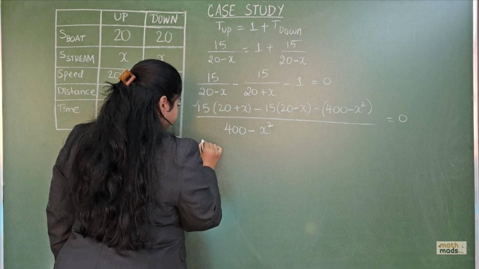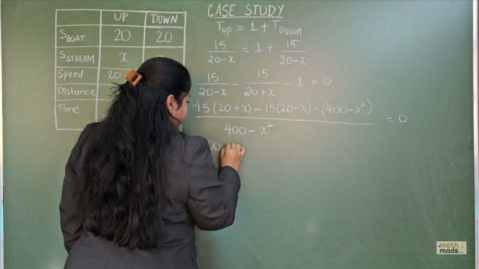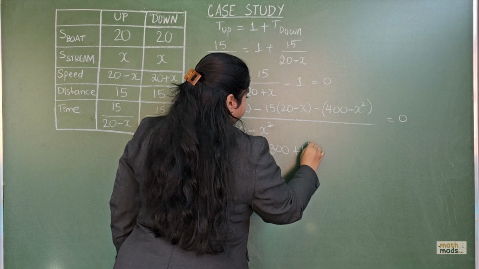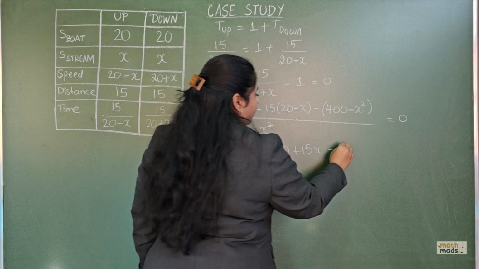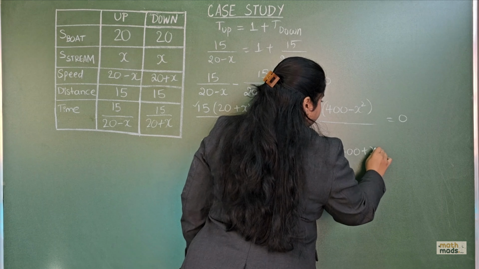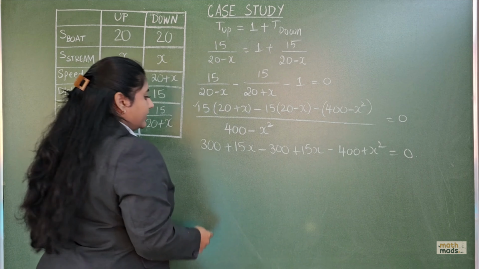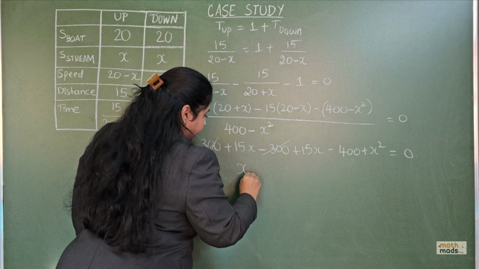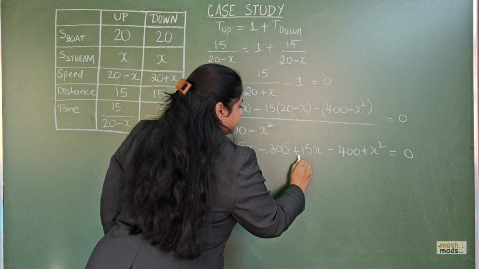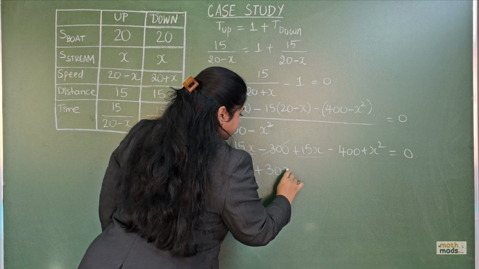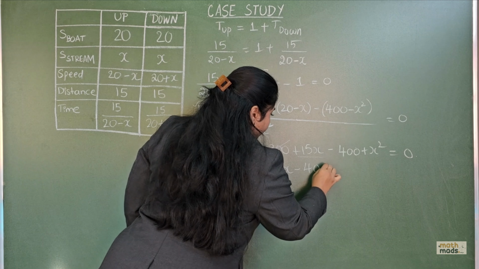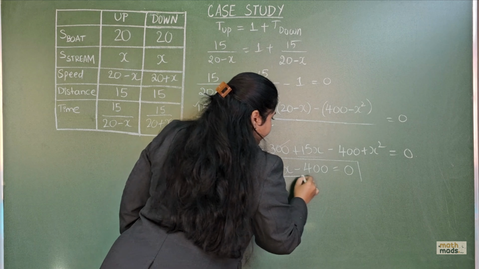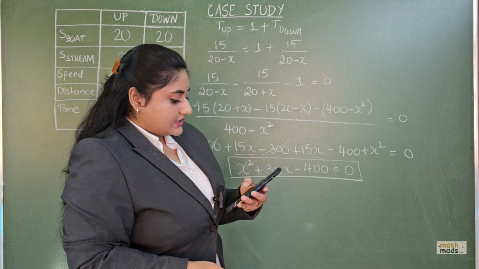So multiply 15 into 20 gives you 300 plus 15x, minus 300 plus 15x, minus 400 plus x square is equal to 0. Now on further simplification, I can cancel 300 and minus 300. So I am left with x square plus 30x, that is 15 plus 15 gives you plus 30x, minus 400 is equal to 0. So this is the quadratic equation that best describes the speed of the stream. That is my second question.